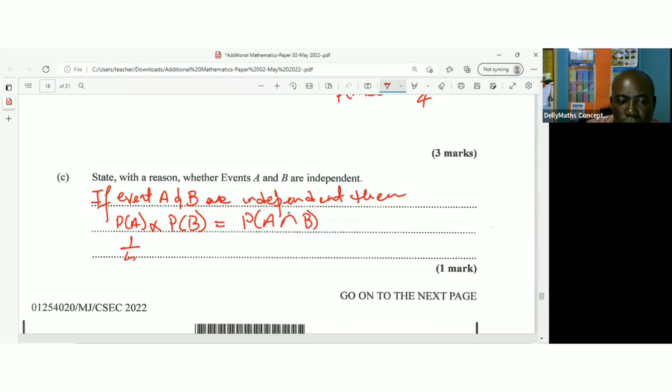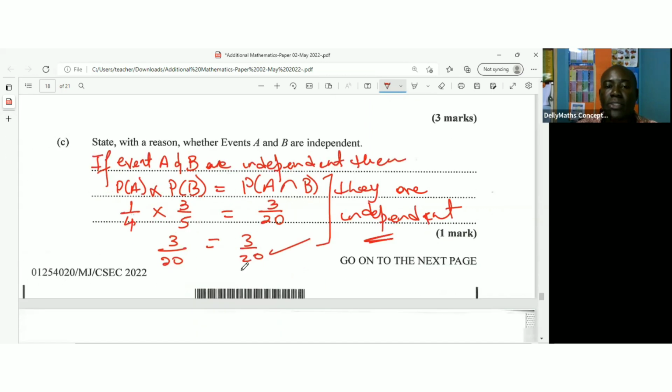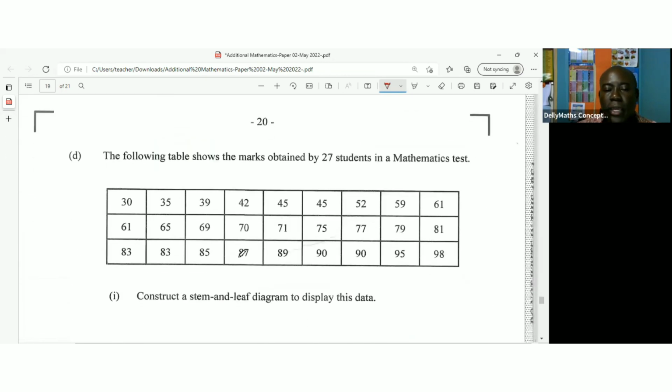So if this mathematical statement works out, then they are independent. The probability of A is 1/4. The probability of B is 3/5. And their intersection, we worked that out to be 3/20. So let's work this out. 1 times 3 is 3, 4 times 5 is 20, which is equal to 3/20. So based on that statement, I could say that they are independent. That's one way we could have gone through that. All right, let's continue working.